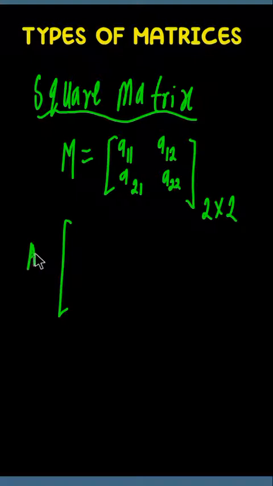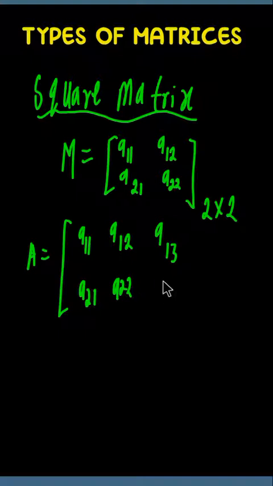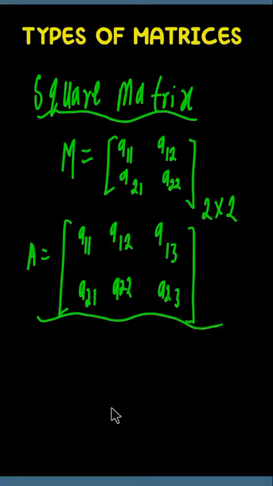Matrix A is equal to, let's say, A11, A12, A13, A21, A22, A23. So you can't call this a square matrix. This is not a square matrix because this matrix does not have the same dimension.